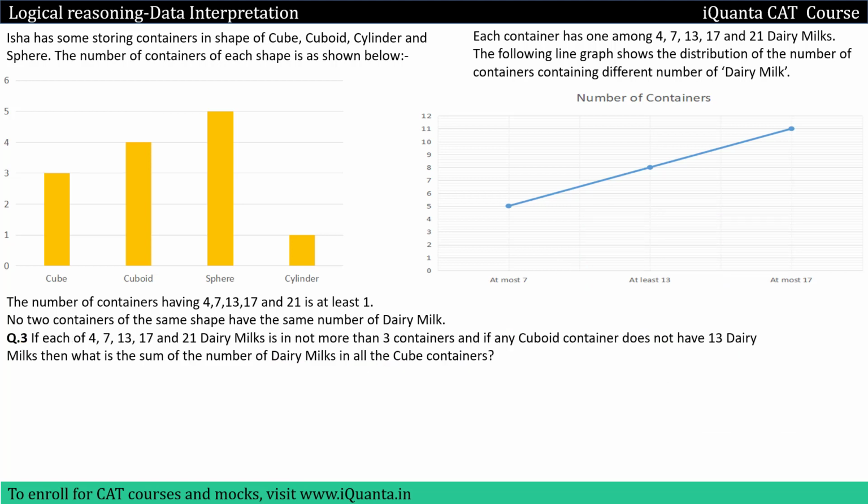The next question is, if each of 4, 7, 13, 17, 21 dairy milks is in not more than 3 containers, and if any cuboid container does not have 13 dairy milks, then what is the sum of the number of dairy milks in all the cube containers?